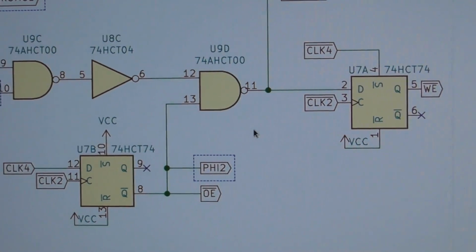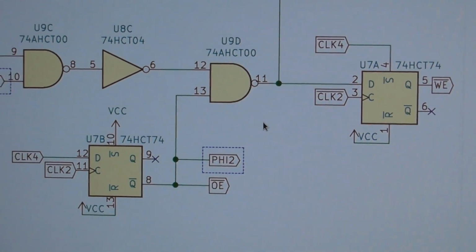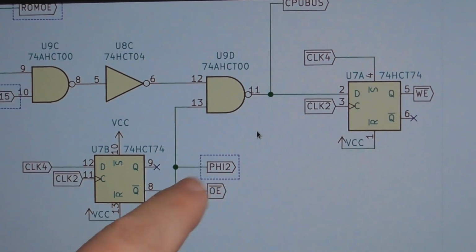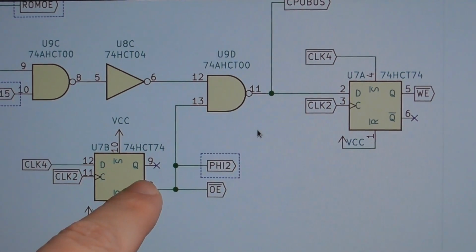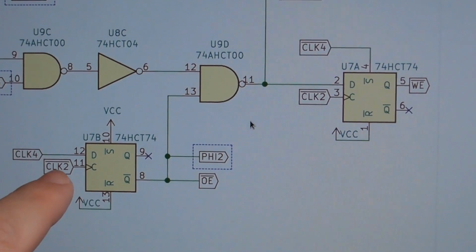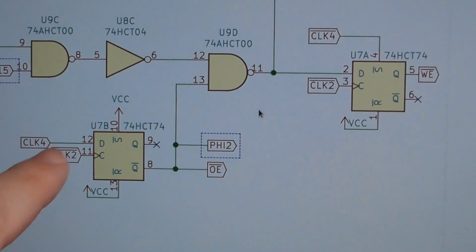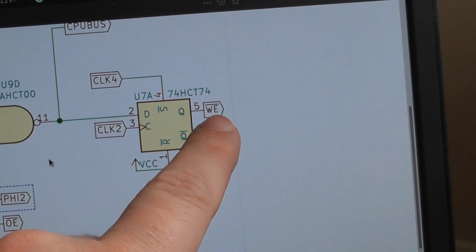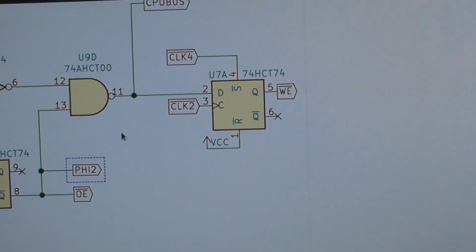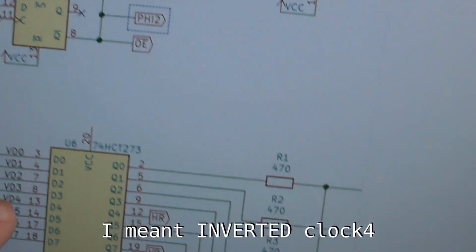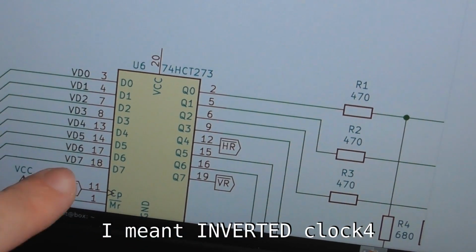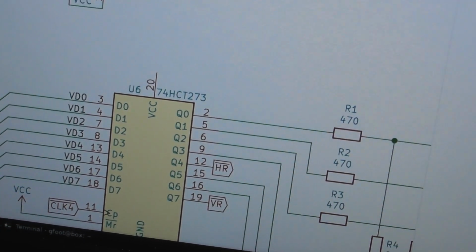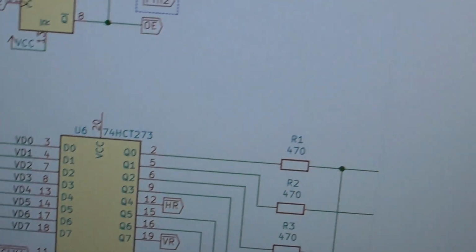So let's have a look at the oscilloscope then, now that we've talked about this. The key things the oscilloscope is monitoring is the CPU clock, which is essentially the output of this D flip-flop. It's monitoring clock 2, not the inverted clock 2. So bear that in mind on the traces. It's monitoring the write-enable signal. And it's also monitoring clock 4, which is the same as the thing which is driving the D flip-flop down here. And that monitoring of clock 4 is really just as a reference point.